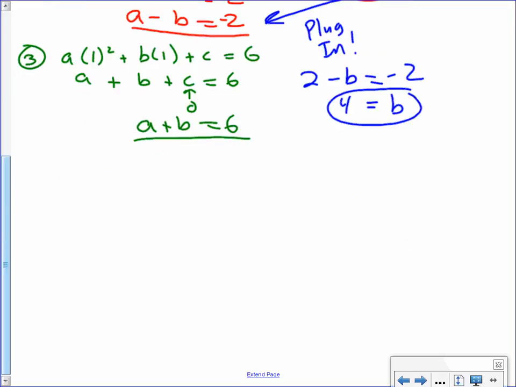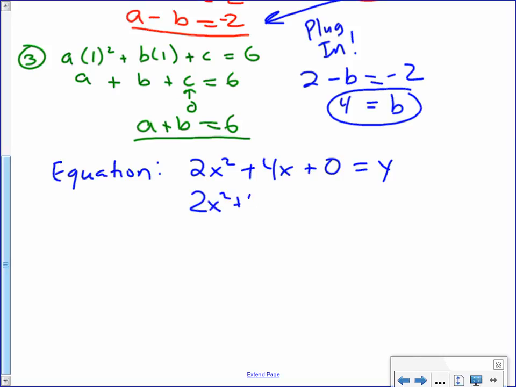All right, so my standard equation. The equation, final answer, almost, is 2x squared plus 4x plus 0 equals y. Well, we don't need that 0. You can leave it like that. Or just 2x squared plus 4x equals y. It's a perfectly good equation.